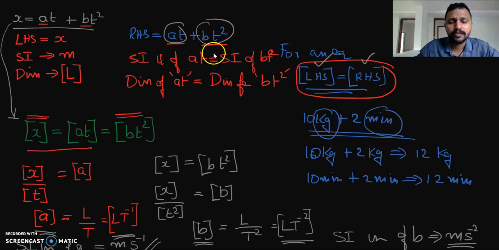As in the previous problem, we know that for an equation to be correct, the dimensional formula of LHS and the dimensional formula of RHS should be equal. And the terms which are added should have the same SI unit and dimensional formula. That's why, if x = at + bt², the dimensional formula of x should be equal to the dimensional formula of at, and that should be equal to the dimensional formula of bt².